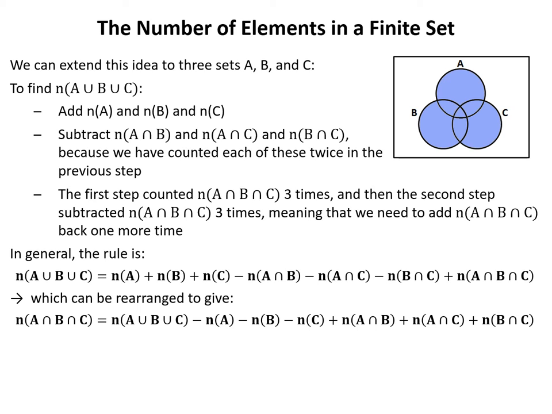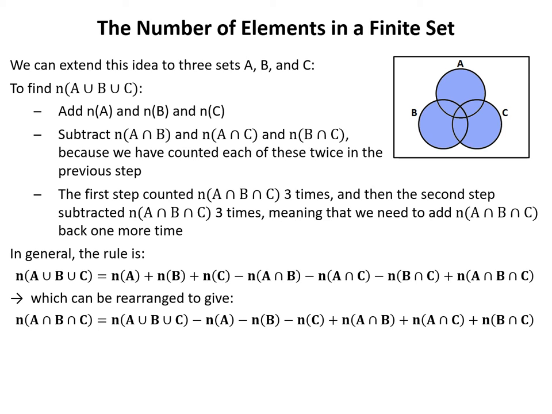So the final general rule is that the number of elements in the union of A and B and C is equal to the number of elements in A plus the number of elements in B plus the number of elements in C, minus the number of elements in A intersection B, minus the number of elements in A intersection C, minus the number of elements in B intersection C, plus the number of elements in the intersection of all three, A and B and C.